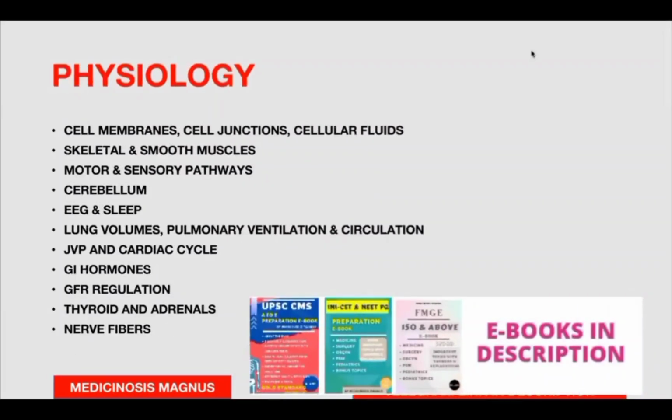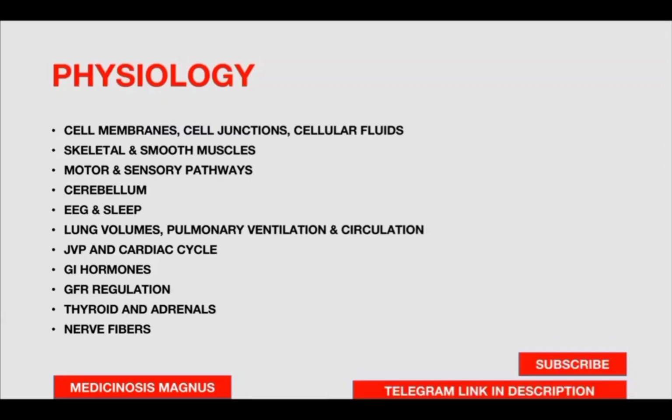In physiology, cell membrane, cell junctions, cellular fluids, skeletal and smooth muscles, all the points. Motor and sensory pathways of the nervous system, cerebellum, ECG, EEG, and sleep. EEG findings is very important, and sleep type of waves is very important. And then lung volumes, pulmonary ventilation and circulation, JVP and cardiac cycle is very important.